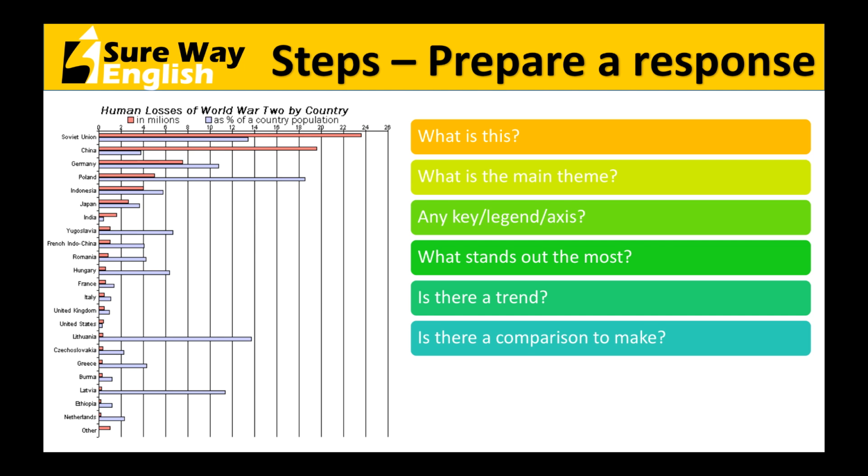You can also make a comparison similarly as a percentage of a country's population. You can say that China, though it lost almost 20 million people, the percentage was less than 4% of the country's population. So you always make those comparisons between the highest and the lowest, or between the first, the second, the third, right? Those immediate points, try to make some comparisons.